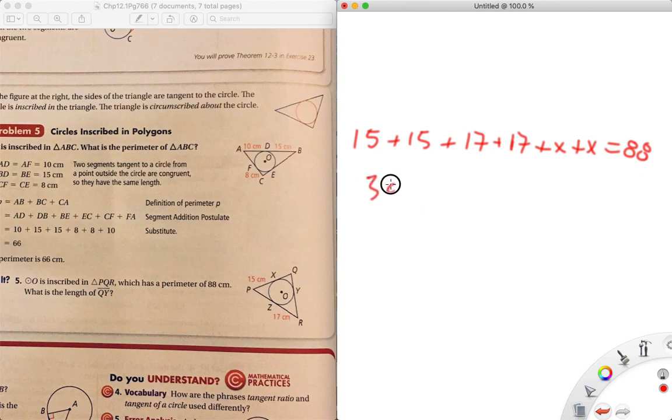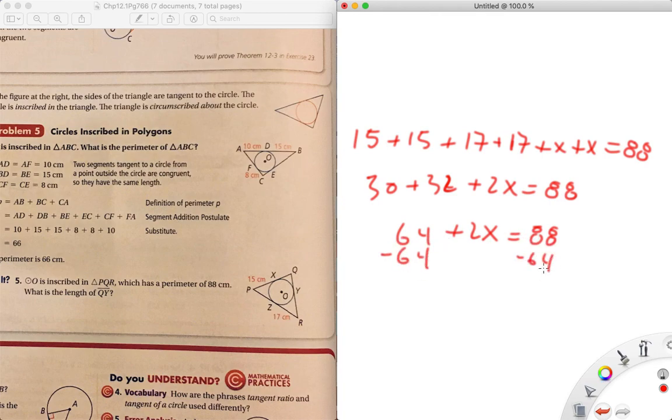So this would be 30 plus 32 plus 2x equals 88. 64 plus 2x equals 88. I'm going to subtract 64 from both sides. So 2x is equal to 24. X is equal to 12. And that's my length of QY.